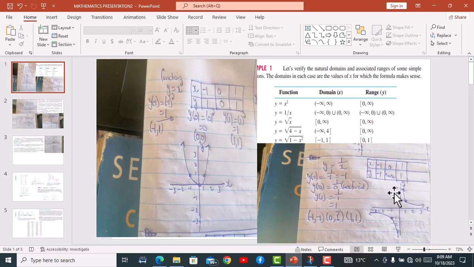And then secondly, we are on this graph. The values of x are moving from 0. They are moving from 0. Remember the value of y here.